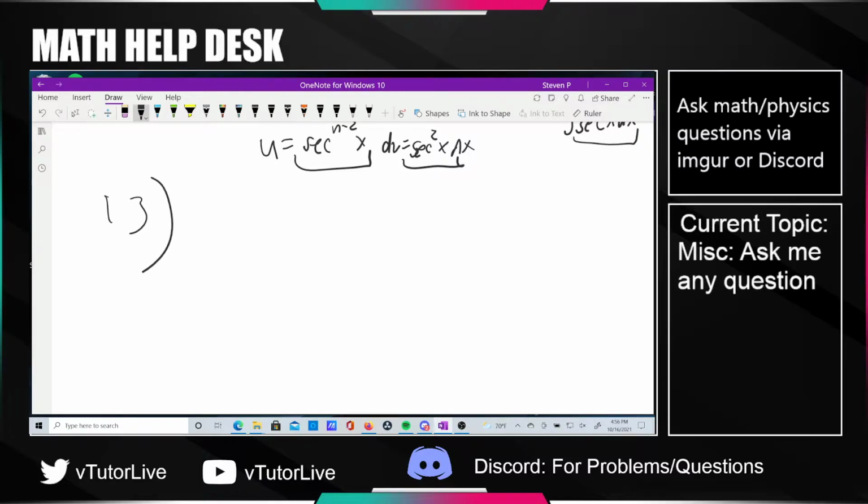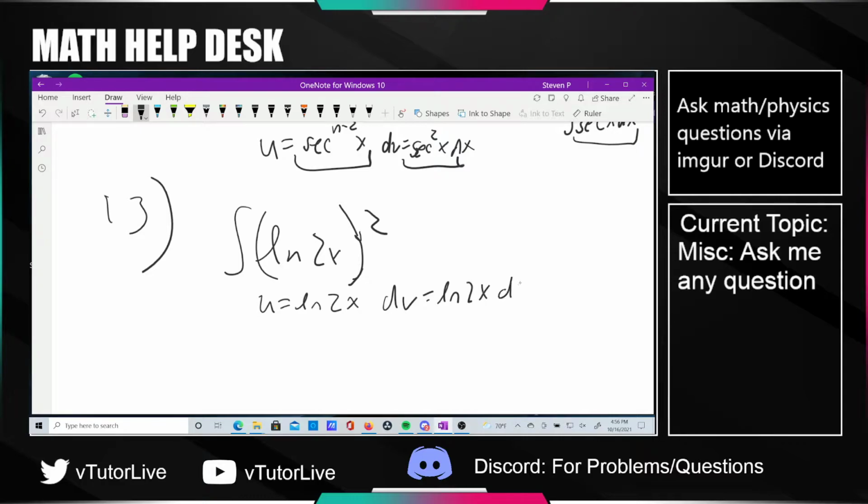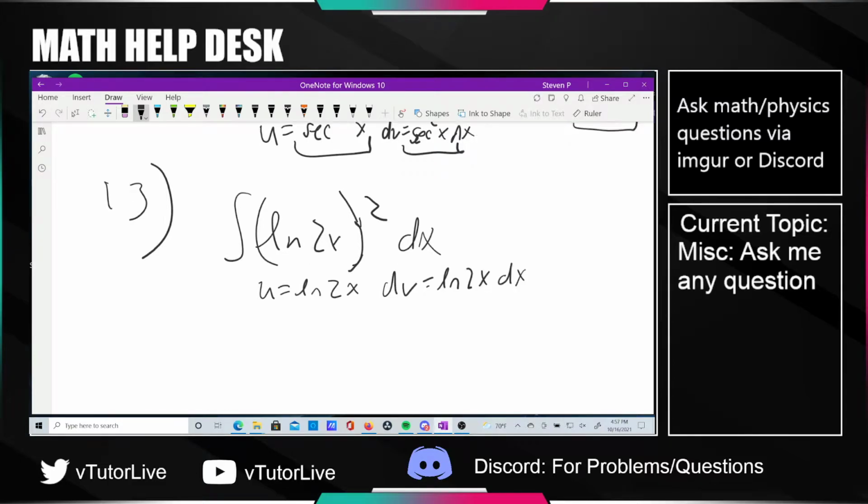So then the last problem in this section is the integral of ln of 2x squared, right? There's probably different ways to do this. I think for me, I did integration by parts using u equal to ln of 2x squared and dv equal to dx. This worked okay. It was a little bit messier than it needed to be.